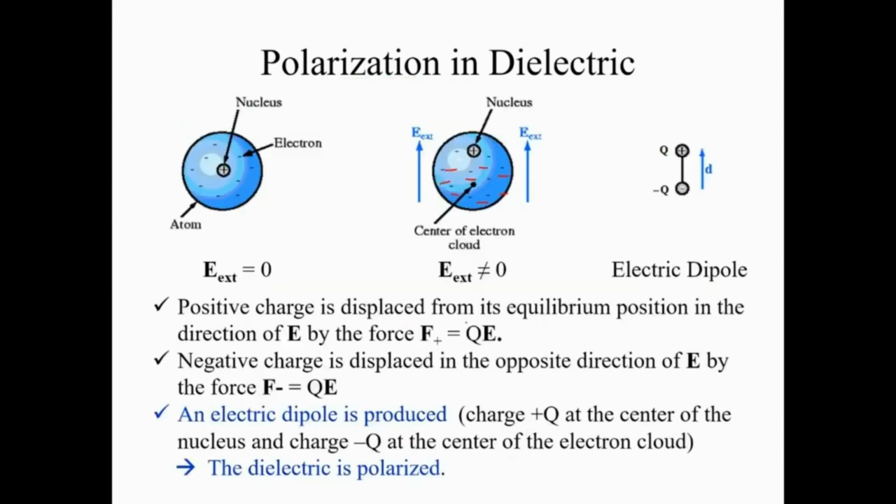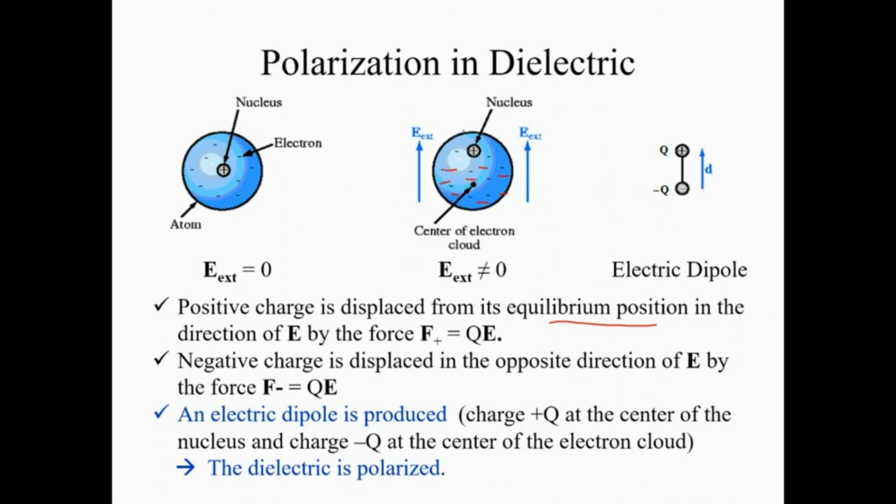So the positive charge is displaced from its equilibrium position. Equilibrium position is the position when there is no electric field, which is at the center, in the direction of E by the force. This one is the force experienced by this proton when you apply the electric field. The negative charge also experiences a force, but in the opposite direction compared to the positive charge. So we say that an electric dipole is produced, with the positive charge at the center of the nucleus and the negative charge at the center of the electron cloud.